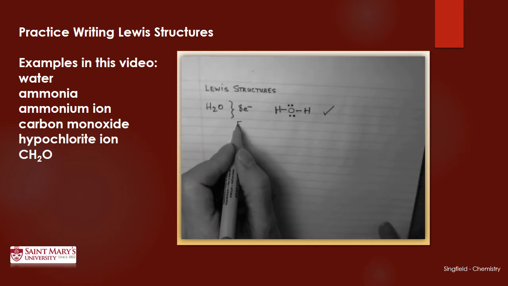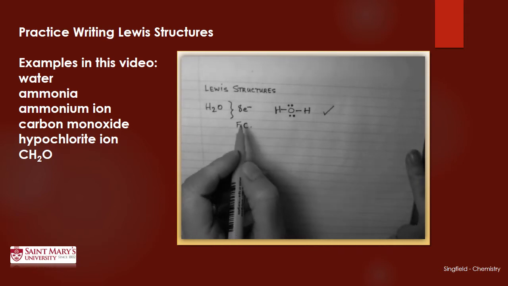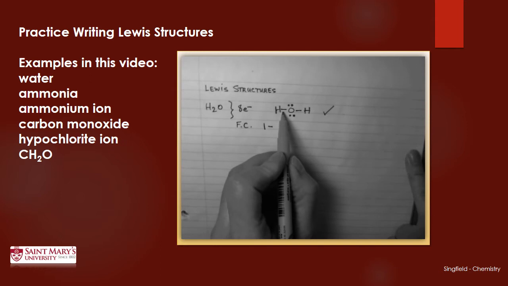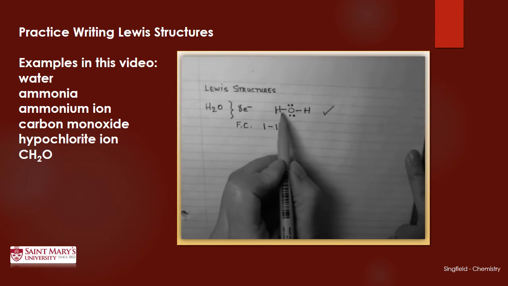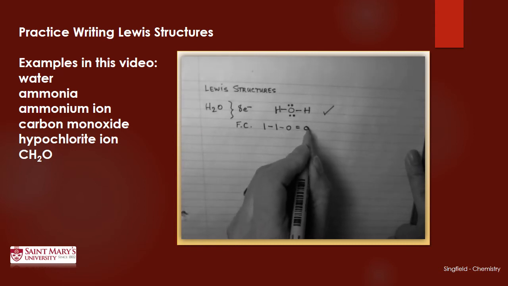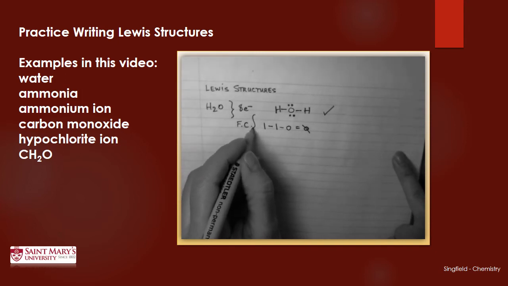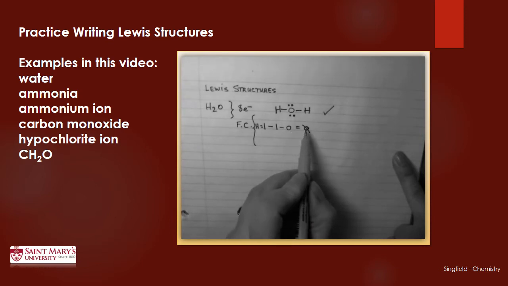One thing we need to be able to do as well is formal charge. And so let's just do it here for practice. The formal charge is equal to the number of valence electrons. So for hydrogen, it's 1, minus half of the bonding, and that's 1, plus all of the lone electrons, non-bonding electrons, and there are 0. So 1 minus 1 minus 0 is equal to 0. So for the hydrogen, I have 1 minus 1 minus 0 equals 0.